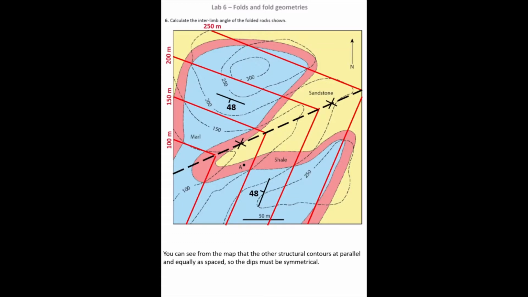So therefore the interlimb angle for our fold, if we were to take a slice perpendicular to the hinge, then we'd see that that interlimb angle can be calculated as 180, all of the degrees in a triangle, minus the dip of the two limbs to give us an interlimb angle of 84 degrees.